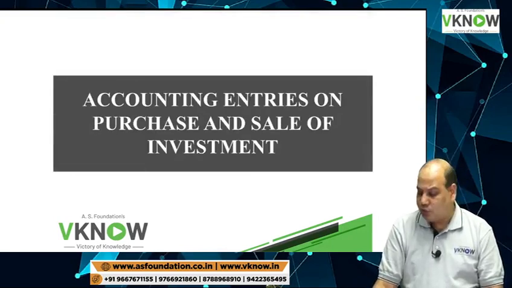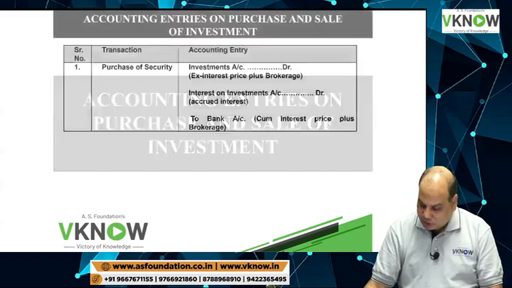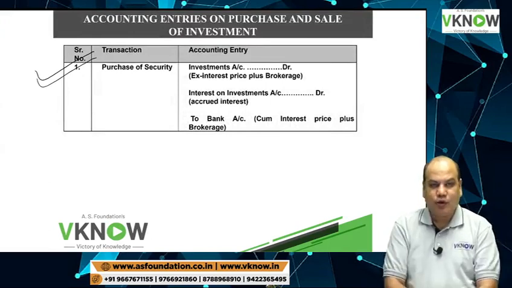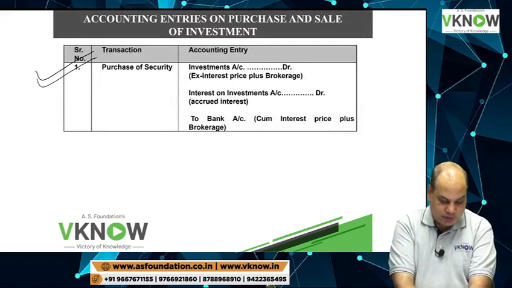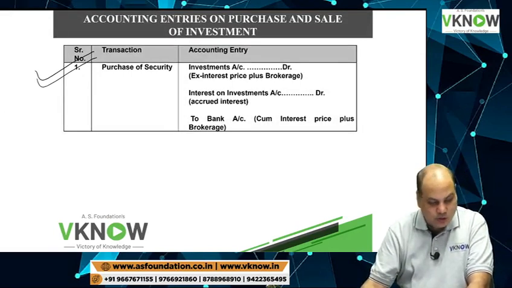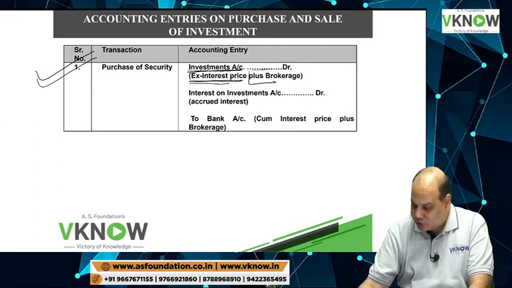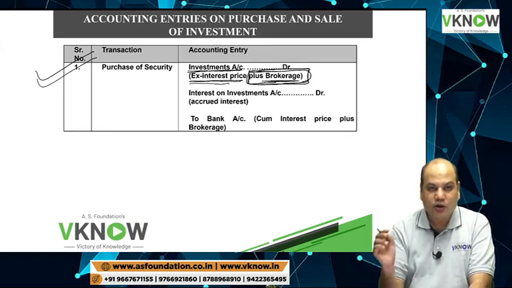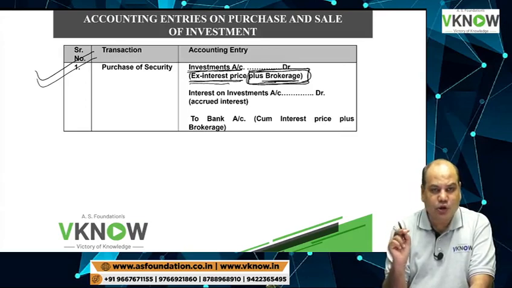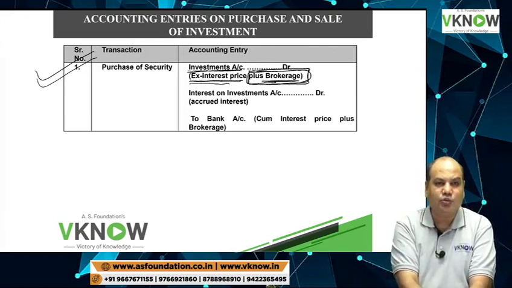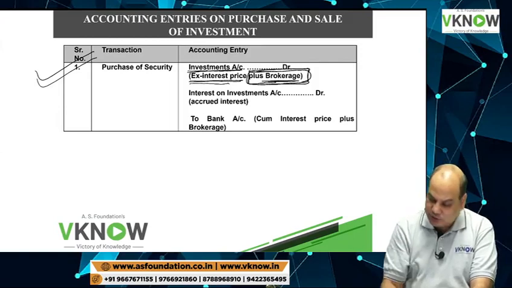So what are the accounting entries you will pass for purchase and sale of investment? Accounting entry at the time of purchase of investment, as we have seen just now in example number 6: you will debit investment account at ex-interest price plus any cost of acquisition, for example brokerage. In the first part of this chapter we have seen the cost of investment will include brokerage, fees, commission, duty. So if any fees, commission, duty, or brokerage is paid, that is also added to the ex-interest amount.